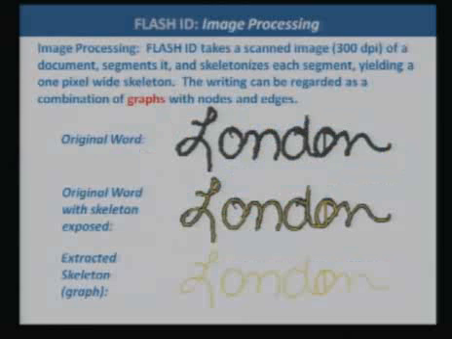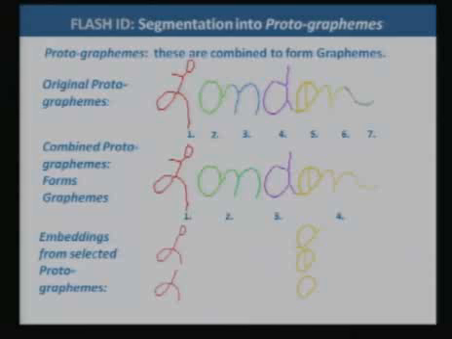The image processing starts with a 30 dpi scan of the image, and then the creation of a 1 pixel wide skeleton of the handwriting. Then we finally segment that skeleton into graphs that we call protographemes. And the top line gives you one example of that segmentation. For instance, a Latin character might have multiple protographemes segmenting it.